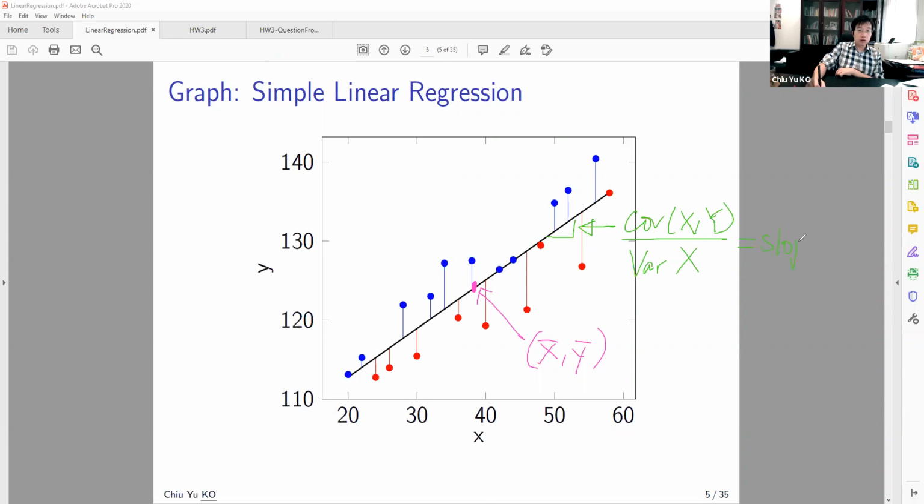If you are in Excel, and you are given data x and y, a bunch of data, what's the slope? You can basically tell Excel to calculate the variance and covariance, then divide, and you're done. That's how you can do that part. Is that okay? Before we go to the proof, that is the idea behind it.